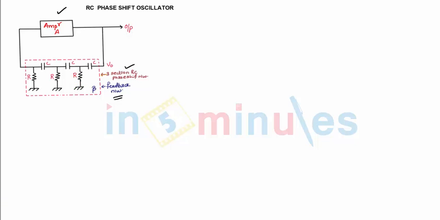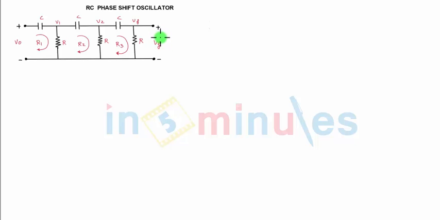Coming to the feedback network, the output of the feedback network is VF and the input to the feedback network is VO. This is coming from the amplifier and this is going to the summing point. We are getting part of the output as the input to the feedback network, and this entire thing is nothing but the feedback network. So drawing it separately, we can do the analysis for the RC phase shift oscillator.